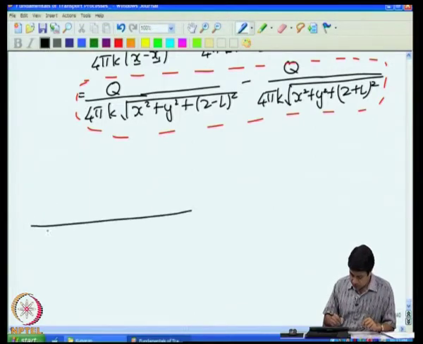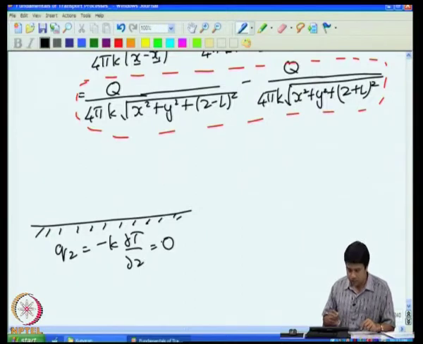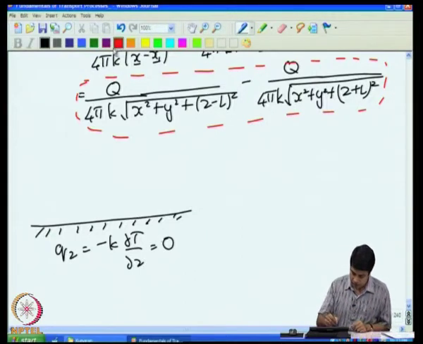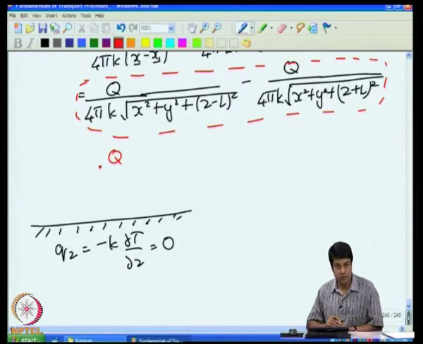One can consider an alternate situation where I have the heat flux q z equal to minus k dT by dz equal to 0 at the surface. And then I have a point source with a source strength q. So, at this flat surface I have a source of source strength q, but the heat flux at the wall is identically equal to 0.